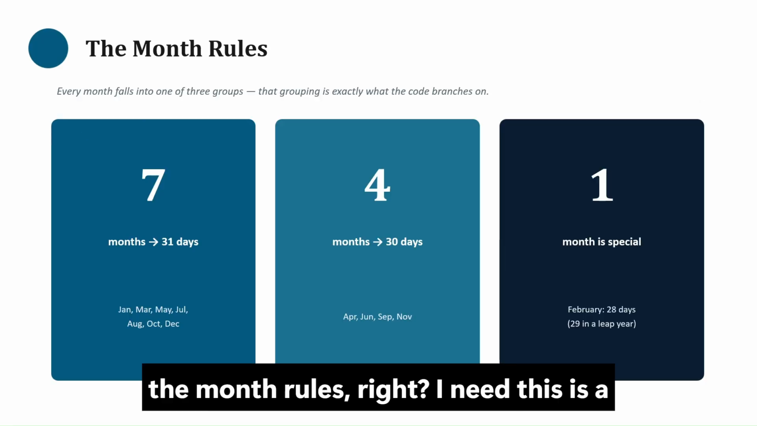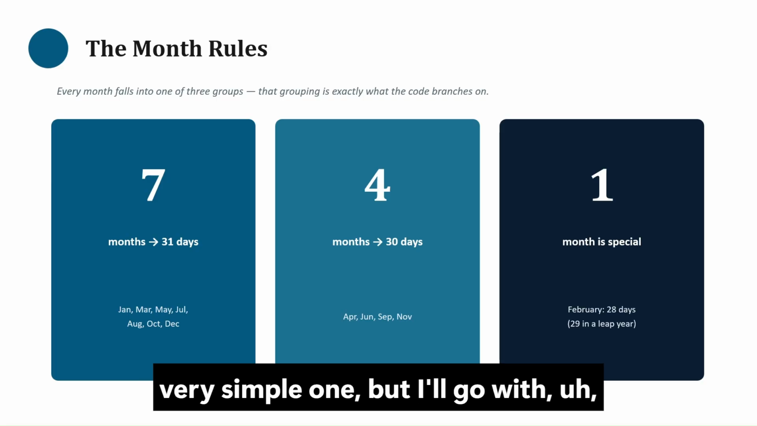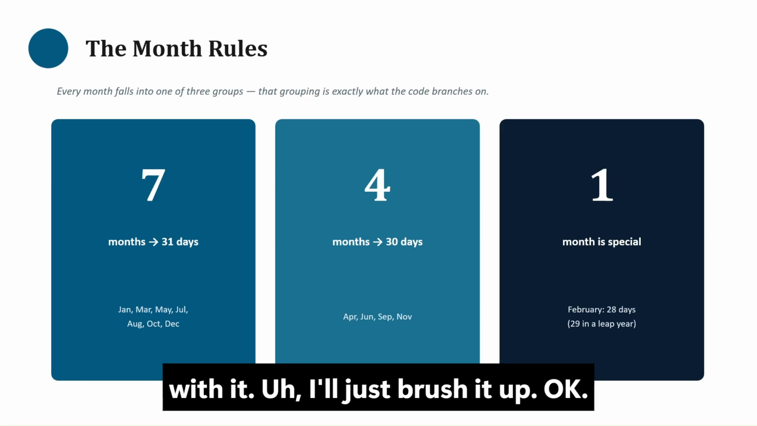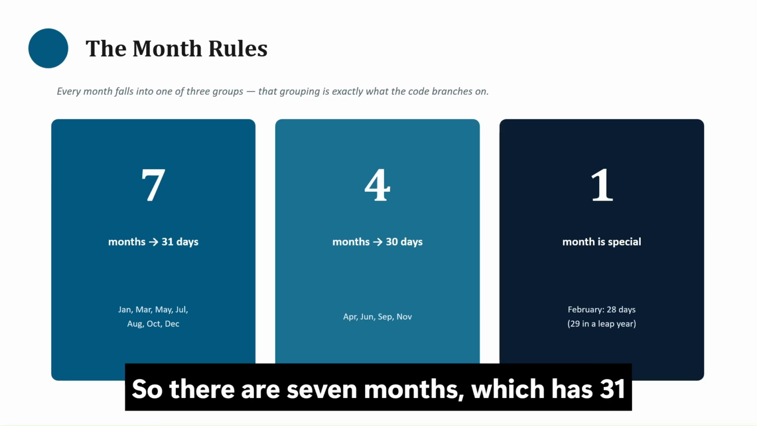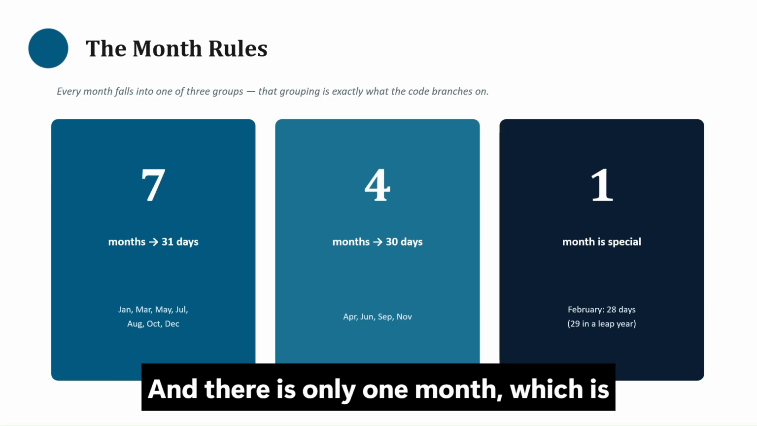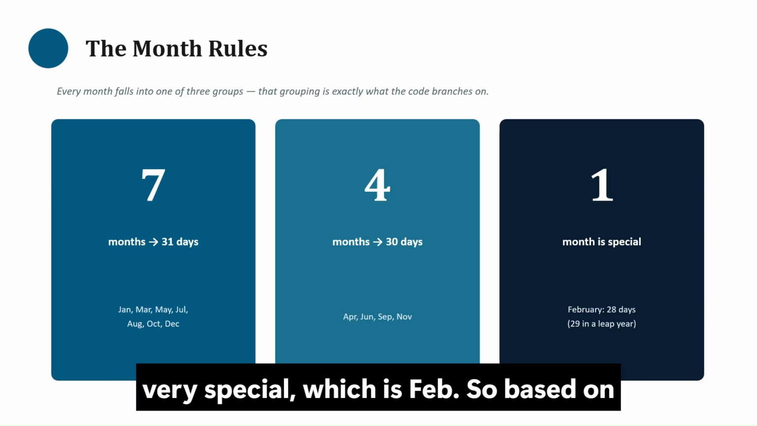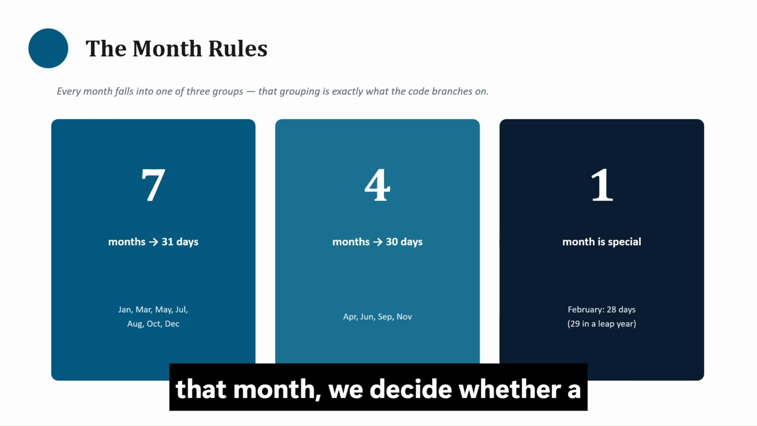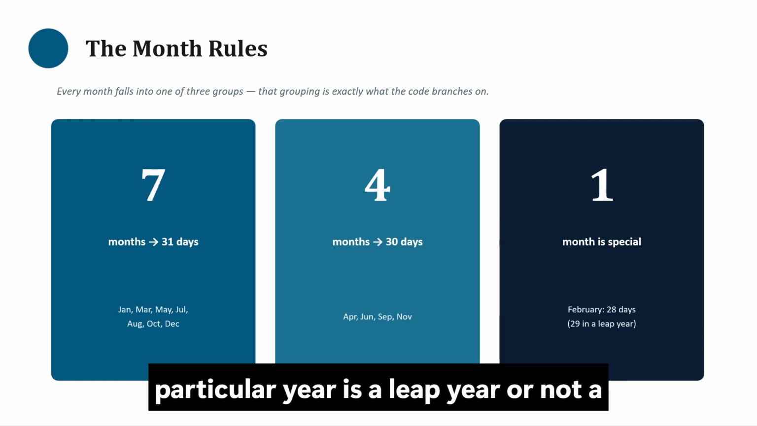So these are the month rules. This is a very simple one, but I'll just brush it up. There are 7 months which have 31 days and 4 months which have 30 days, and there is only 1 month which is very special, which is February. Based on that month, we decide whether a particular year is a leap year or not.